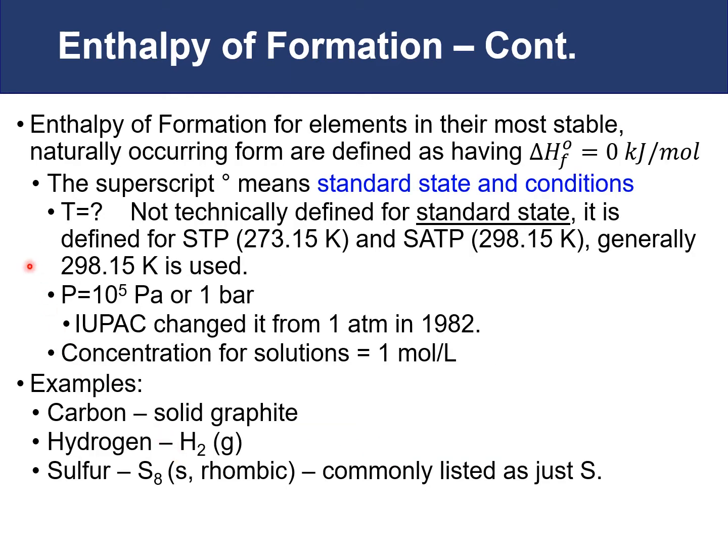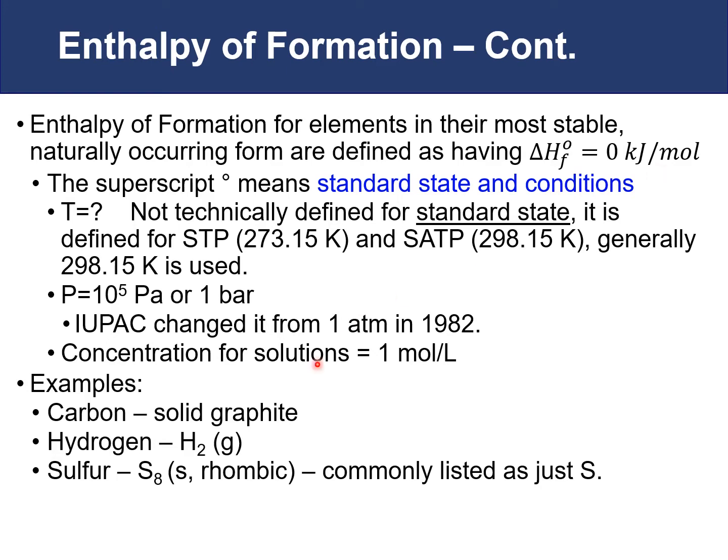Now, because we're talking about reference states, we need to specify very clearly the concentrations, the pressures, and generally the temperature. So the enthalpy of formation for elements in their most stable naturally occurring form is defined as having an enthalpy of formation value of 0. Because what you're looking at is the amount of energy that it takes to make what you are looking at from the elements in their most stable elemental form. So your starting point is the elements in their most stable elemental form, and your ending point is the thing that you are interested in.